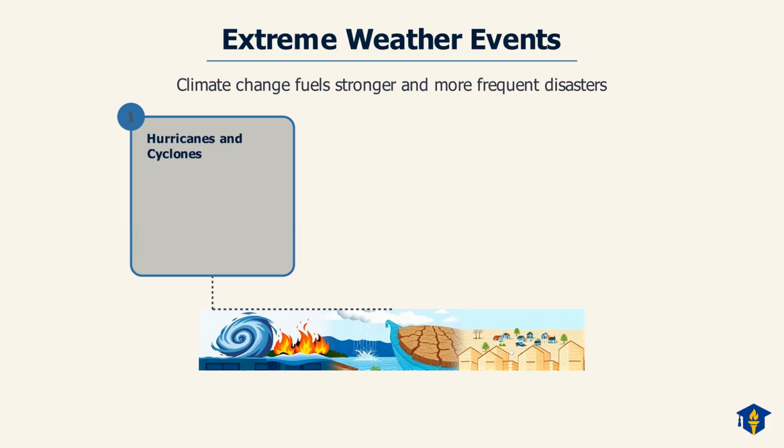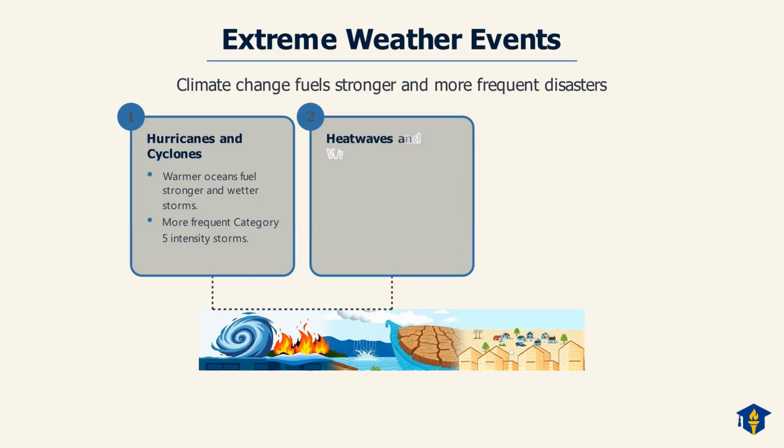Hurricanes and cyclones are becoming increasingly powerful, posing greater risks to coastal communities. Warmer oceans provide more energy, fueling the development of stronger storms. Consequently, we are observing more frequent occurrences of Category 5 intensity storms.